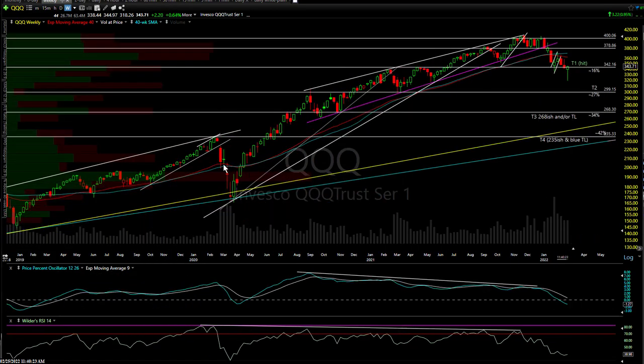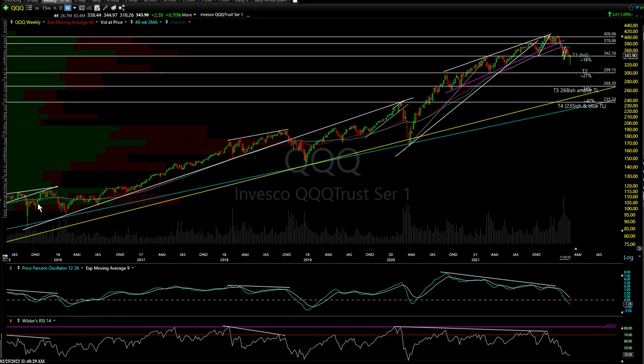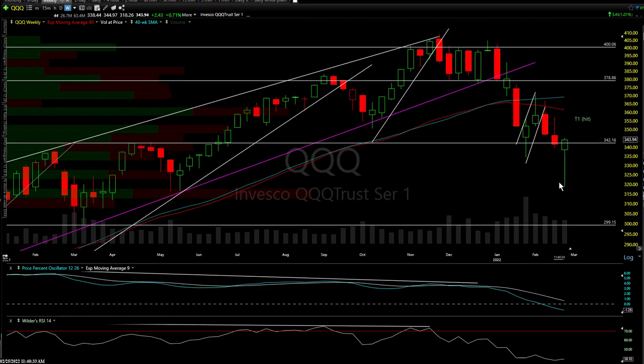And last time that happened was right here when COVID hit. You can see the red line turned down as well. And the time before that, you'd have to go all the way back to the last probably big correction or bear market. Okay, so that's what to look for on the weekly chart.